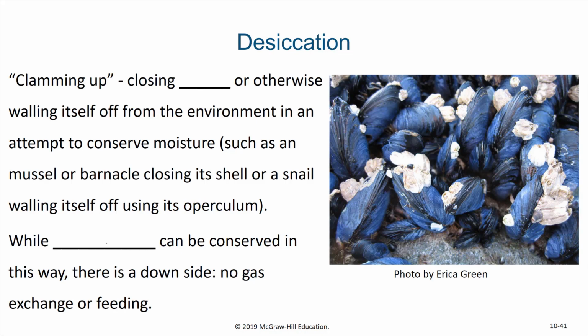Clamming up occurs with those organisms that have protective shells or valves, and they can be closed within their environment. In that way, they can conserve moisture, yet while moisture can be conserved this way, there is a downside. No gas exchange can occur, and no feeding can occur. So oxygen might be used up, carbon dioxide will build up, and these organisms have a reduced amount of time during the day to obtain the nutrients they need for their survival.